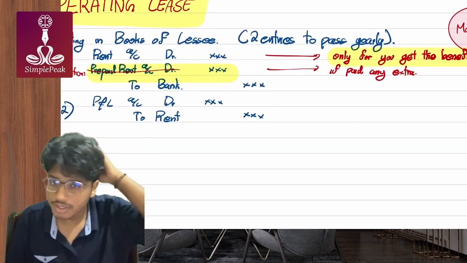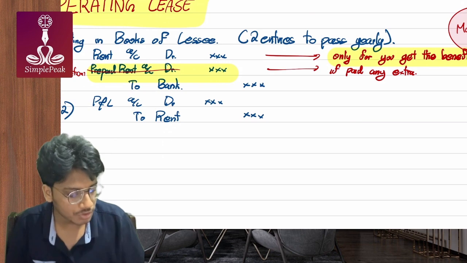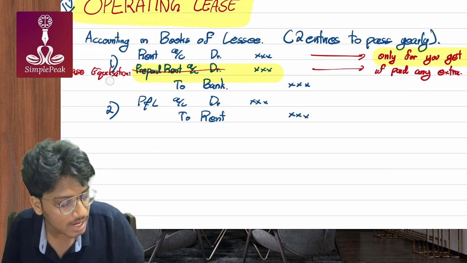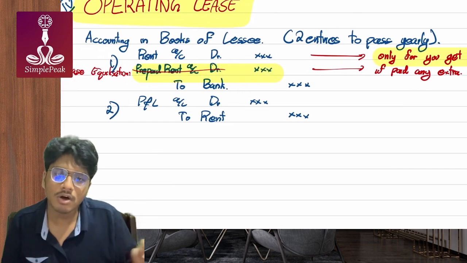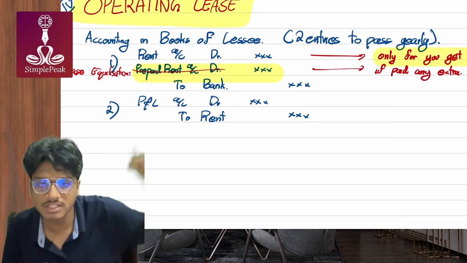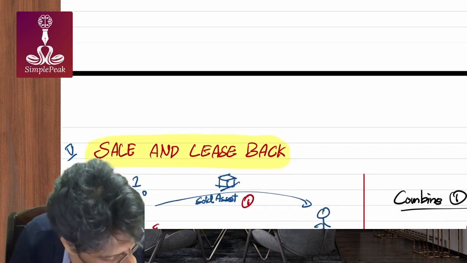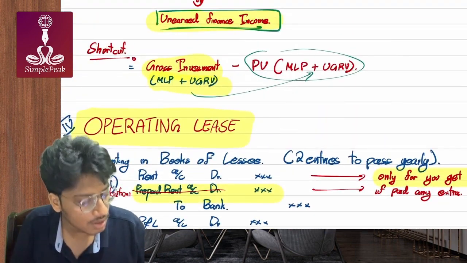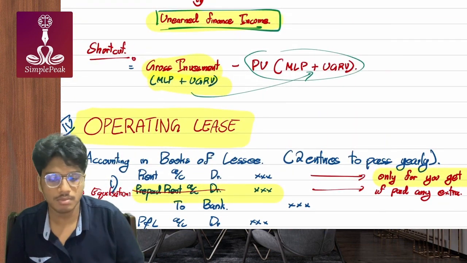Then P&L account debited to rent, and on a yearly basis you have to do that. And this lease equalization account will be squared off at the end of the lease term. Whatever the balance figure is, it will be transferred to the profit and loss account. That's what it meant. Okay. So this is what operating lease is about.